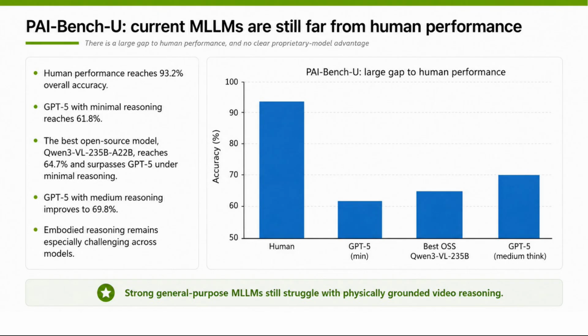The key result is a large gap to human performance. Humans reach 93.2% overall accuracy. GPT-5 with minimal reasoning reaches 61.8%. The best open source model, Qwen 3 VL235 BA22B, reaches 64.7%. GPT-5 improves to 69.8% with more reasoning, but the gap to humans is still large. This tells us that the benchmark is well posed for people, while current MLLMs still struggle with physically grounded video reasoning.